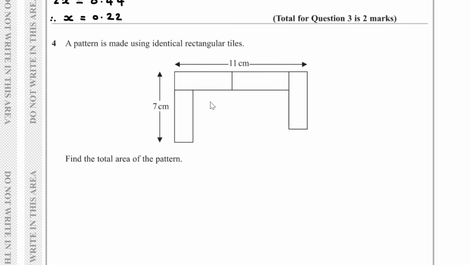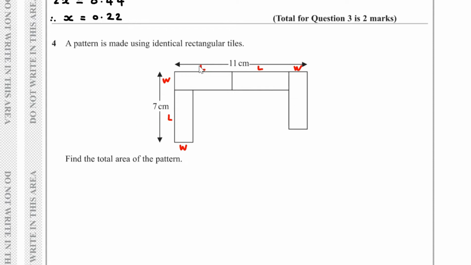Question number 4. A pattern is made using identical rectangular tiles, and what we have to do in this question is find the total area of the pattern. So, to find out the area of a rectangle, we need the length and the width. So here, we've got a length, we'll call the length L. And here, we've got a width, we'll call the width W. So here, we've got W. Here, we've got L. Here, we've got another L. We've got a W here.